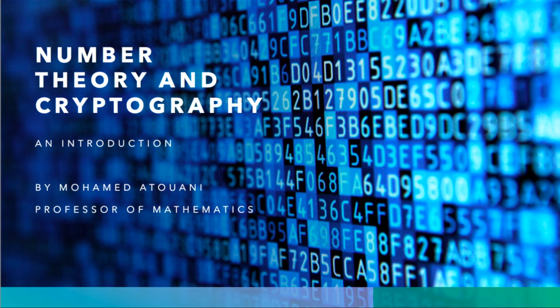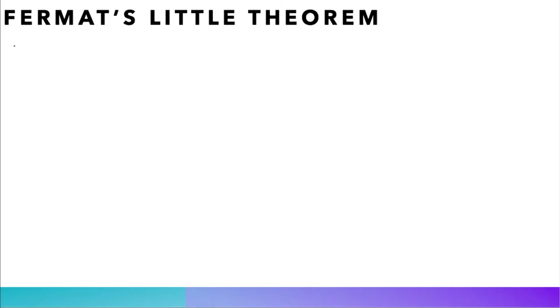Hello everyone and welcome to part 2 of our lecture about Fermat's little theorem. In this one we will prove Fermat's claim, which is, let me remind you, if p is a prime number, then for every integer n, n to the p is congruent to n modulo p.